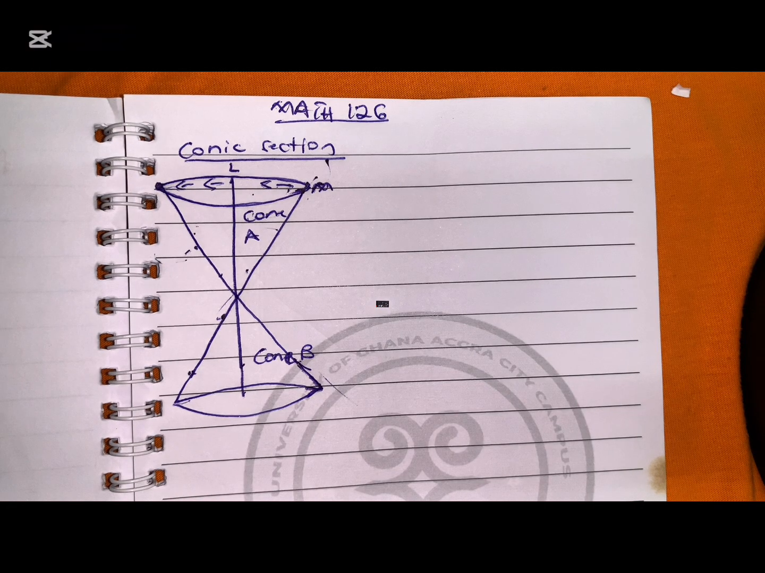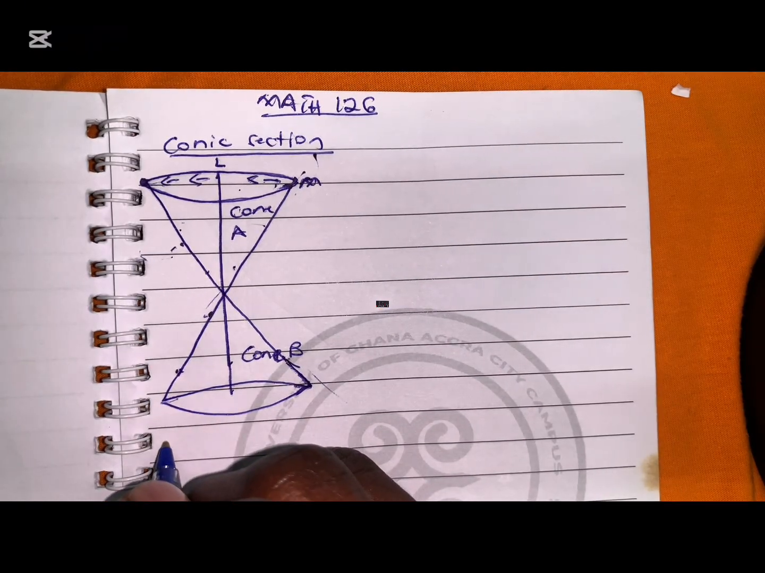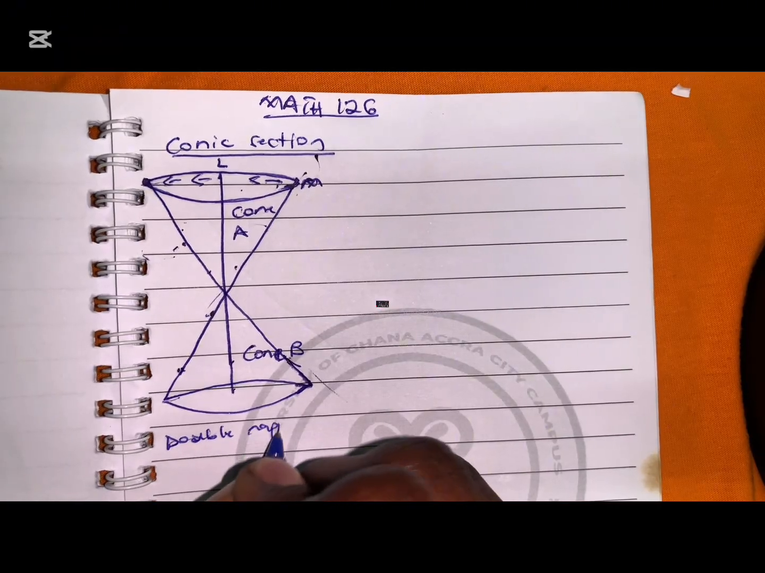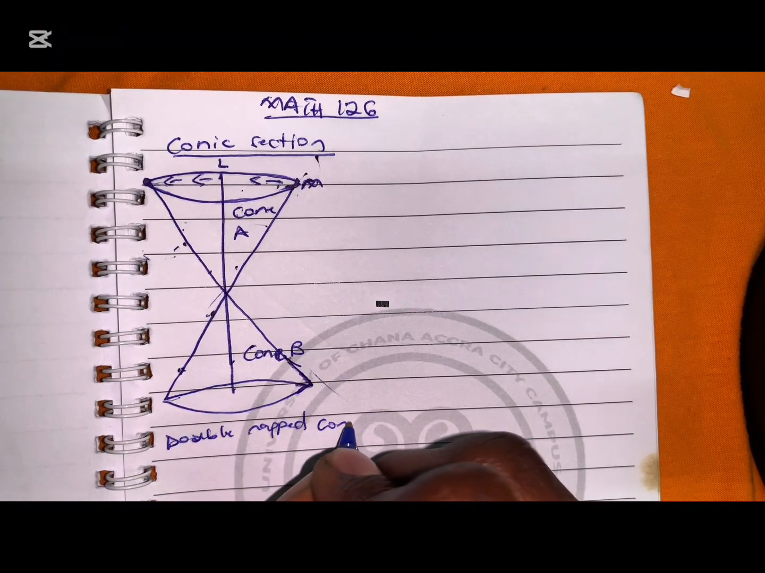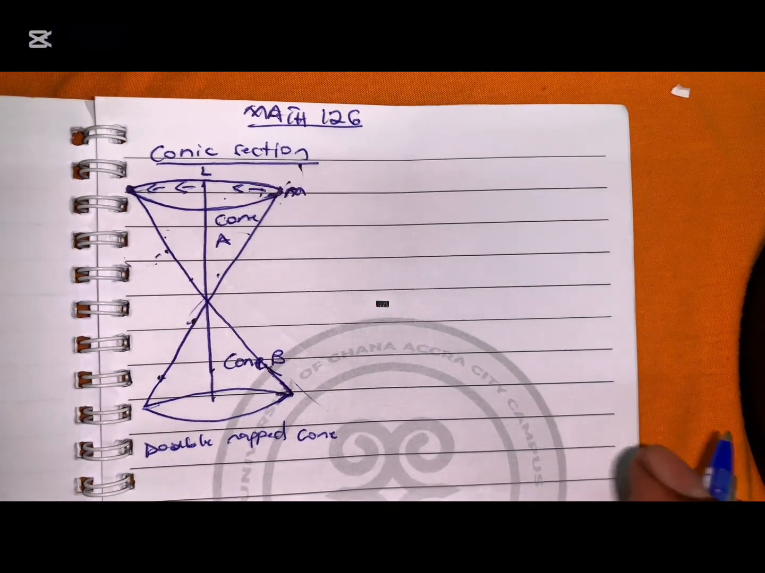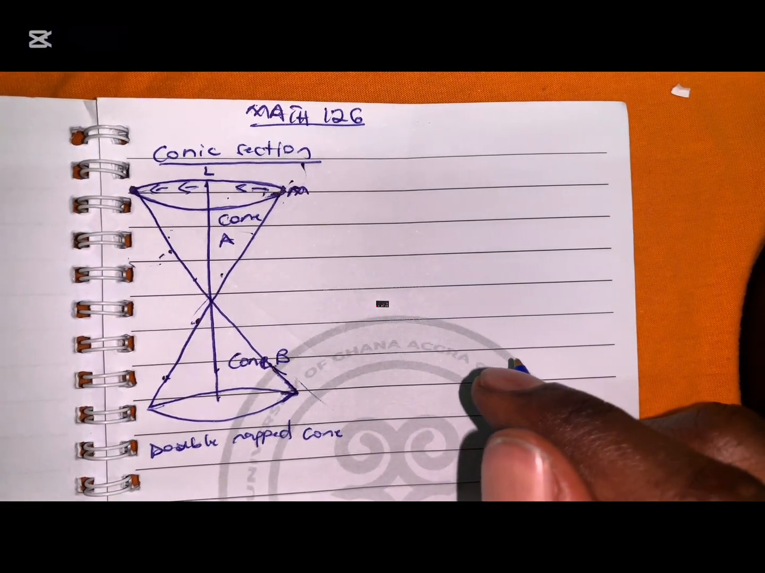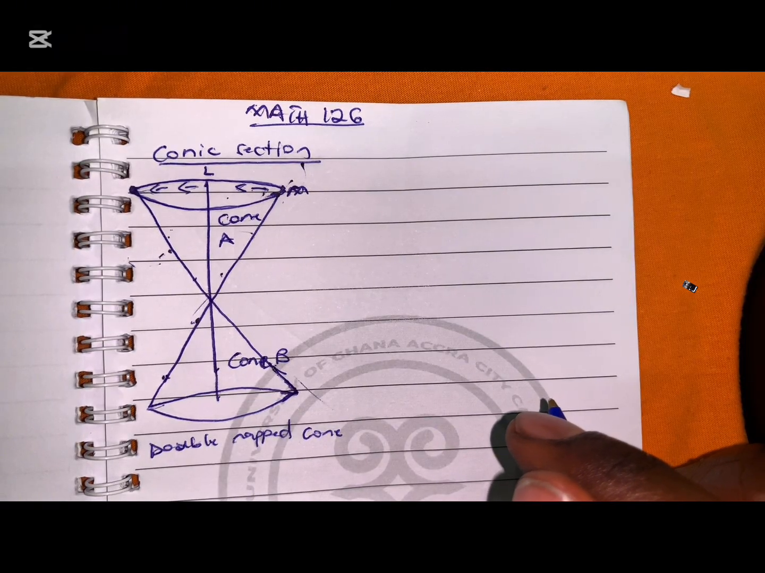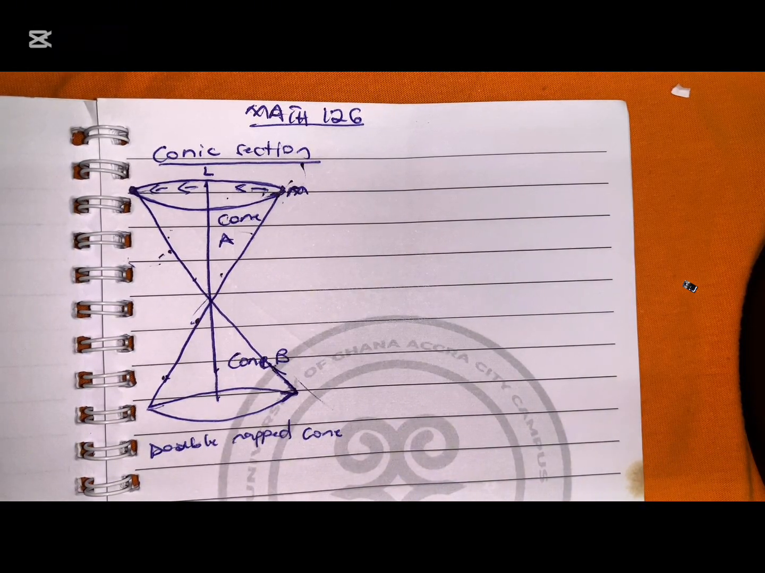So you might be asking, what do I need these cones for? By the way, the name of this cone is what? A double napped cone. Right? Good. So now, we get conic sections when we have certain sections of a cone, in the sense that when we are able to divide a cone into different sections, the areas divided are what we term as the conic section.